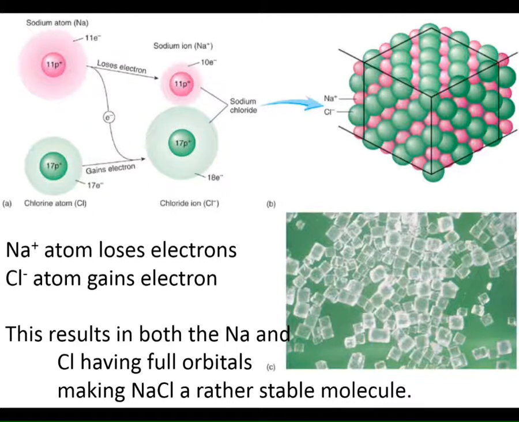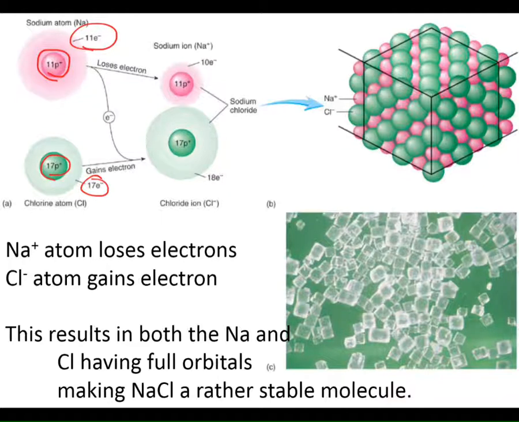Sodium is the 11th element. So what does that tell us? Its atomic number is 11, therefore it has in its nucleus 11 protons. It also has in its shells how many electrons? 11. Chlorine is the 17th element. Therefore, it has 17 protons in its nucleus and 17 electrons out in the orbitals.